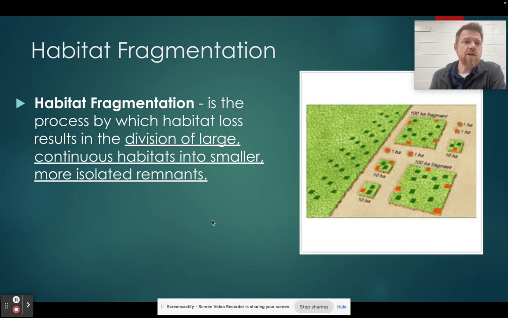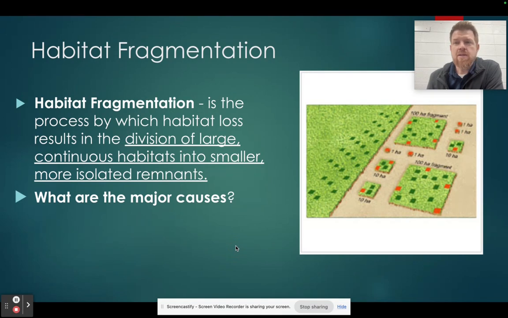So the official definition here, habitat fragmentation is a process by which habitat loss results in the division of large continuous habitats into smaller, more isolated remnants. So really, we're taking a big habitat, turns into many small habitats.